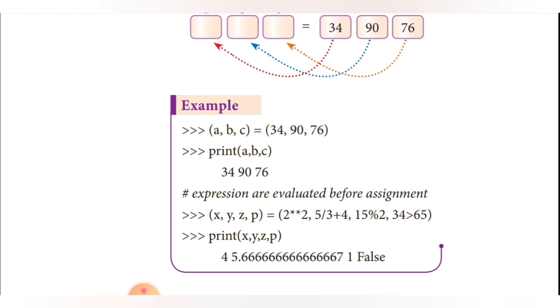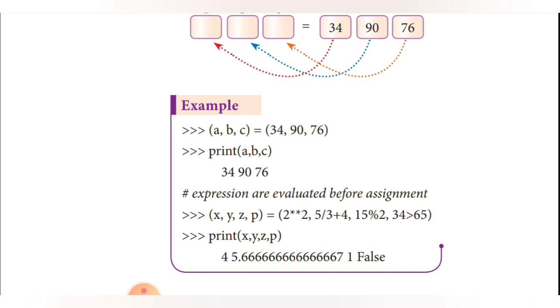And then see the next expression, 5 divided by 3 plus 4. First the value 3 plus 4 is added. Which operator is processed first? This expression is evaluated and the value is stored in the variable y. So what is the value? It is evaluated and stored in the variable y. And then the next one, 15 modulus 2.